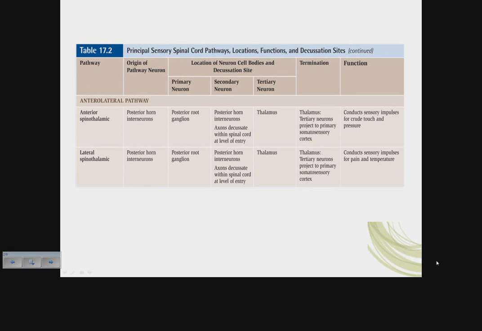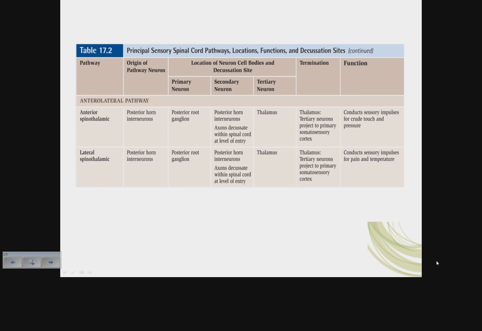You should know it conveys pain and temperature. It has 3 neurons. The first order neuron is going to come in from the periphery and terminate on the posterior horn. This is where the second neuronal cell body is found.